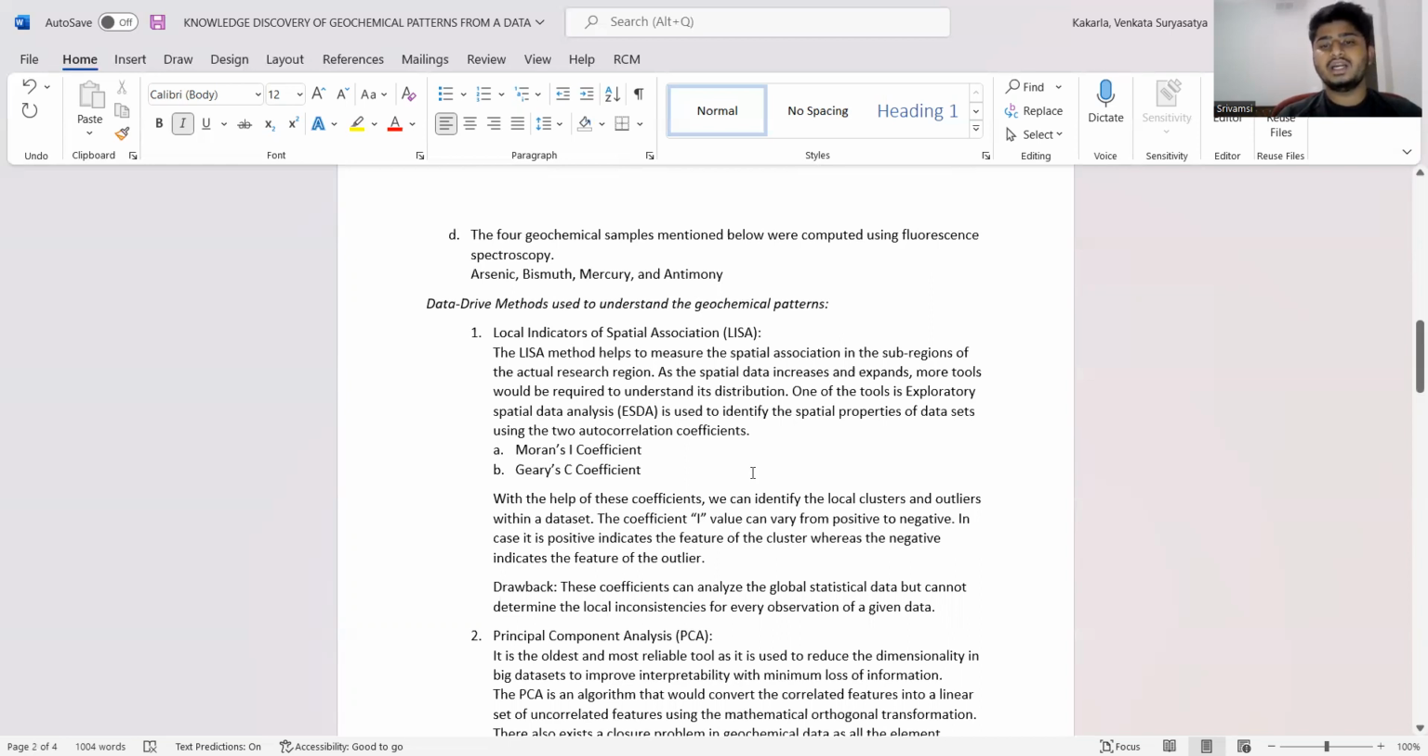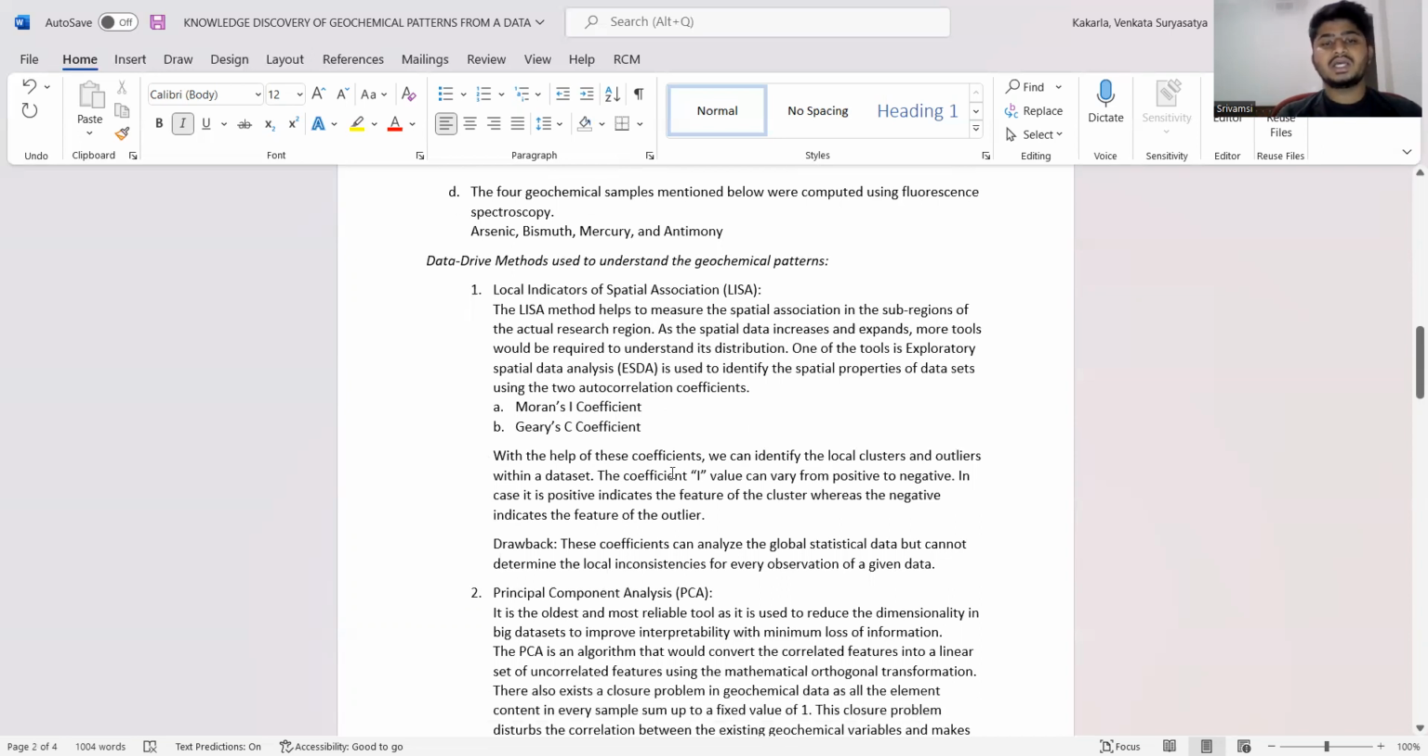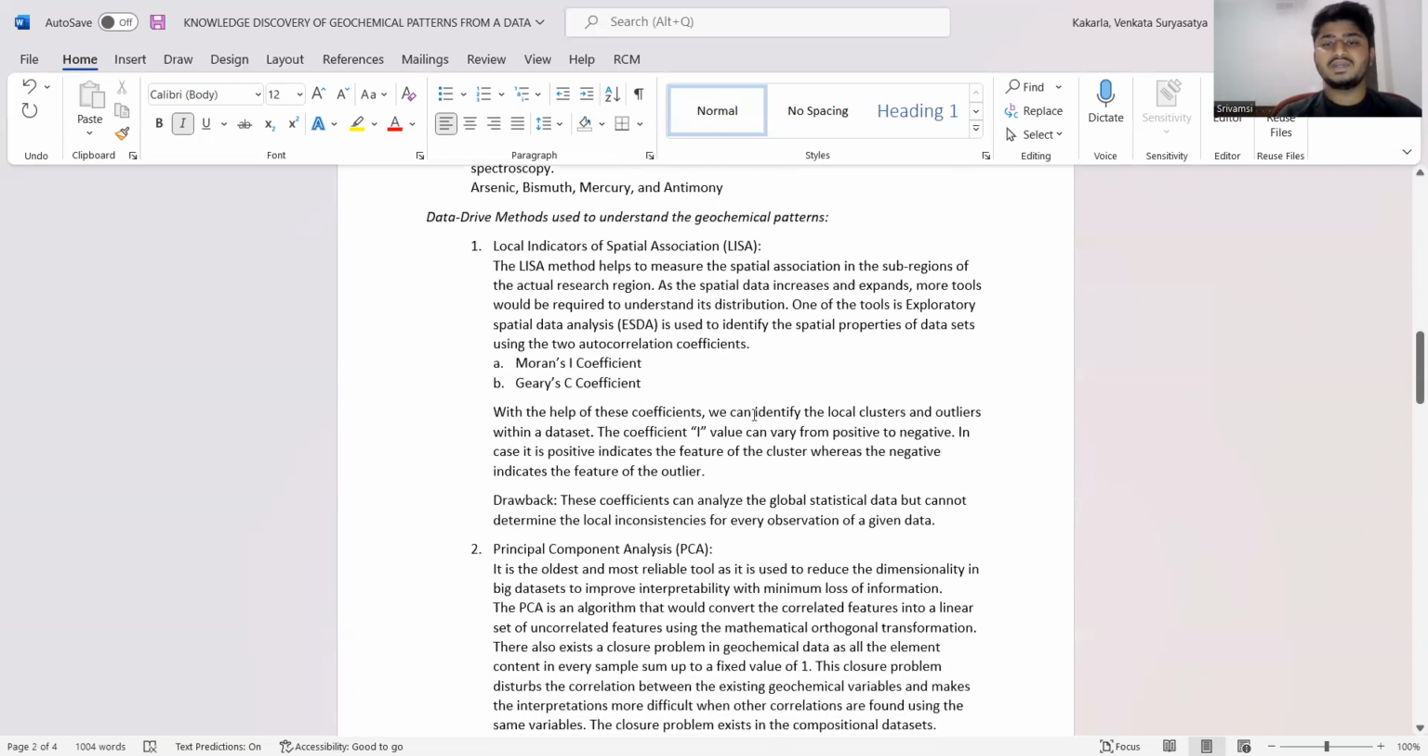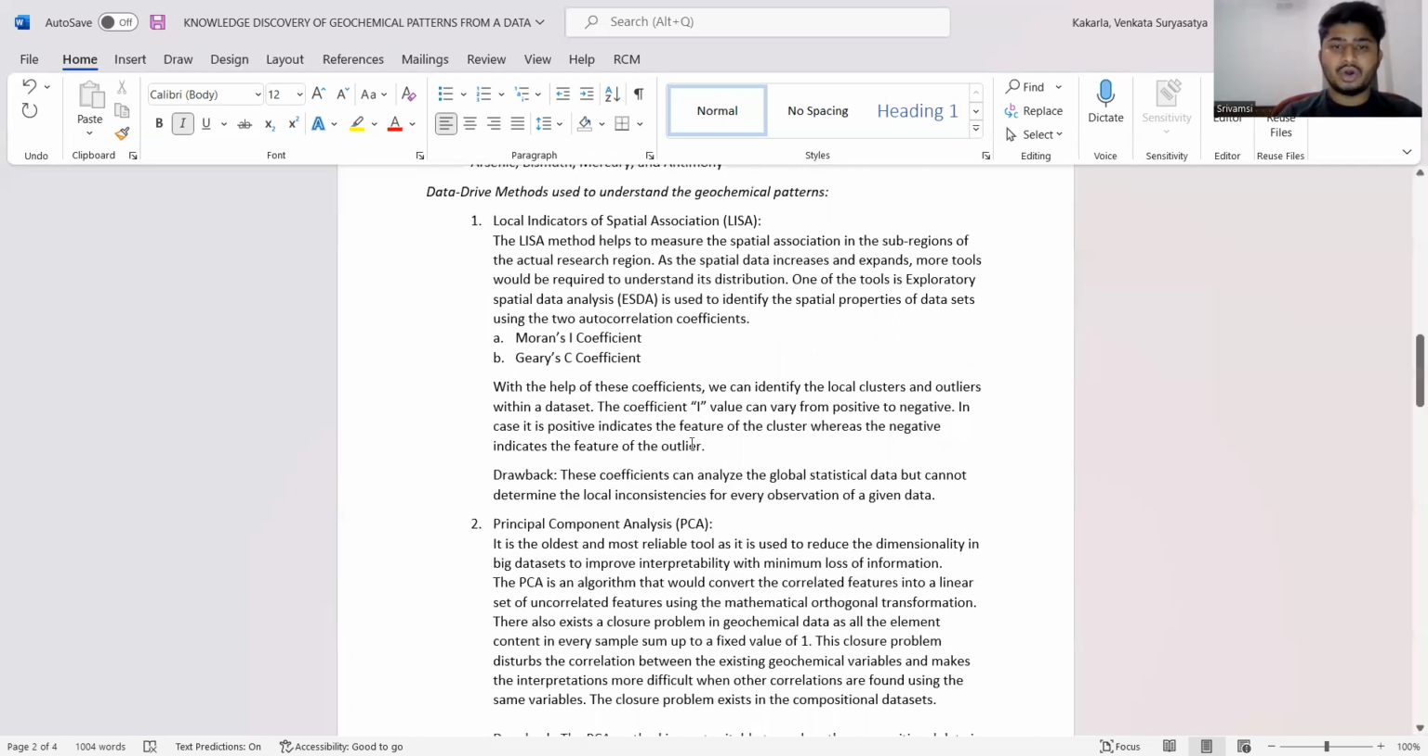ESDA is used to identify the spatial properties of datasets using two autocorrelation coefficients, Moran's I coefficient and Geary's C coefficient. With the help of these coefficients, we can identify the local clusters and outliers within a dataset. The coefficient I value can be positive or negative. If it is positive, it indicates the feature of a cluster, whereas if it is negative, it indicates the feature of an outlier.